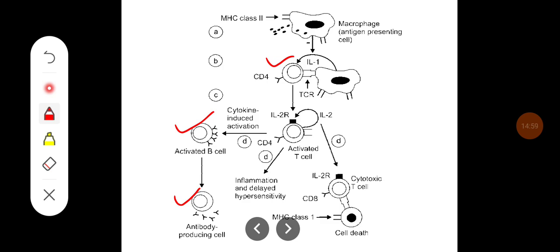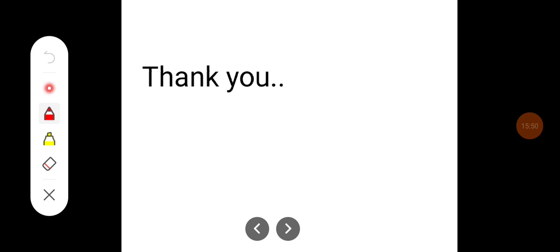This leads to humoral immunity, whereas activated CD4 cells secrete interleukin and further activate cytotoxic T cells or CD8 cells, which have the ability to directly kill cells. Or some of the activated cells lead to inflammation and delayed hypersensitivity. Sometimes some of the cells can get attached with the MHC complex and activate CD8 cells, and those CD8 cells directly cause cell death. This is a brief about the immune mechanism. Thank you.